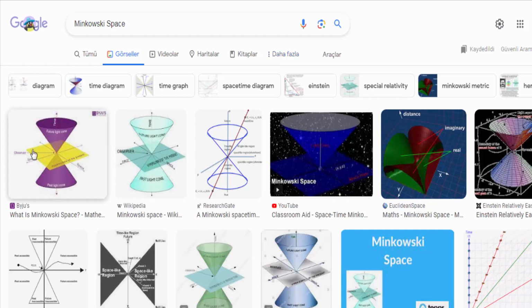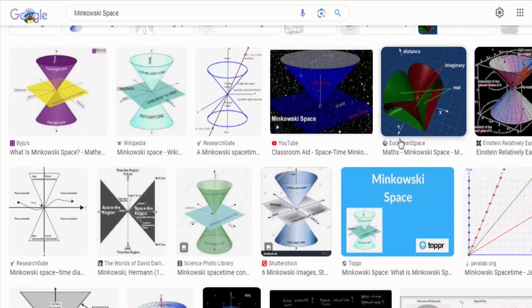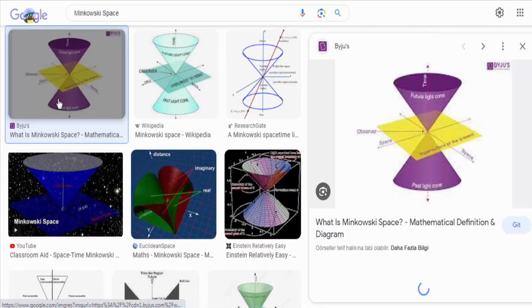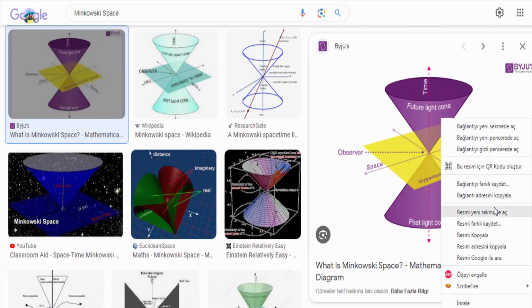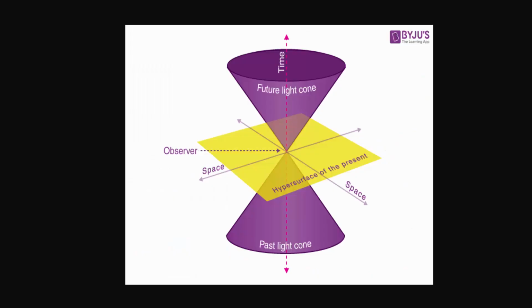Minkowski space, also known as Minkowski spacetime, is a mathematical framework developed by the mathematician Hermann Minkowski in 1907. It provides a way to describe the geometry of spacetime in special relativity, combining 3 dimensions of space and 1 dimension of time into a 4-dimensional continuum.